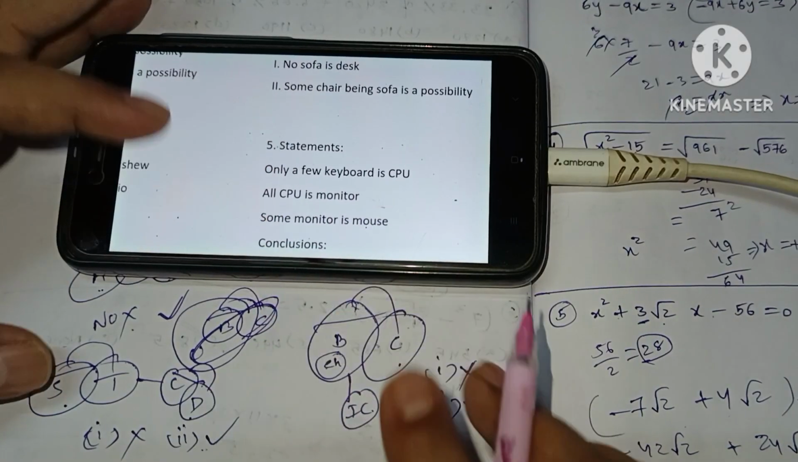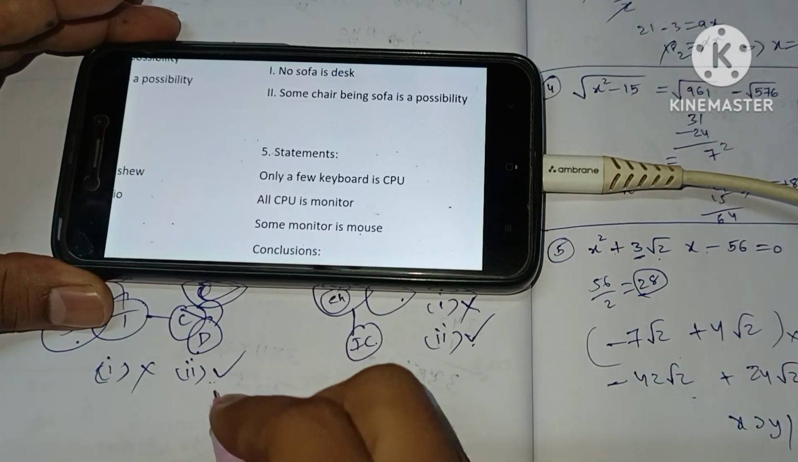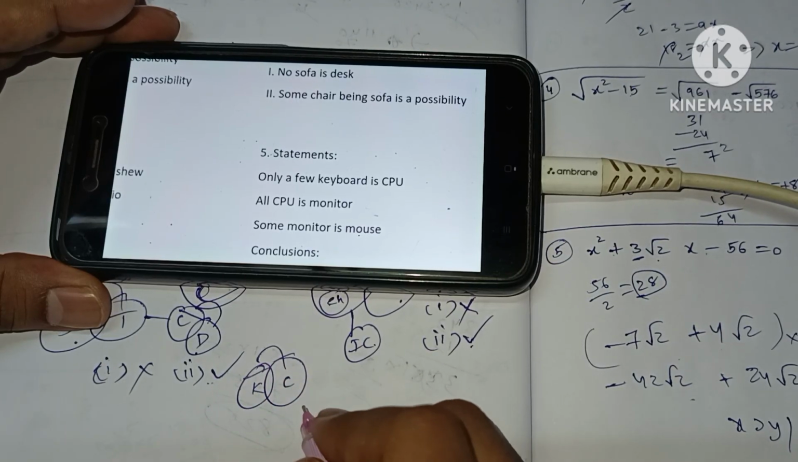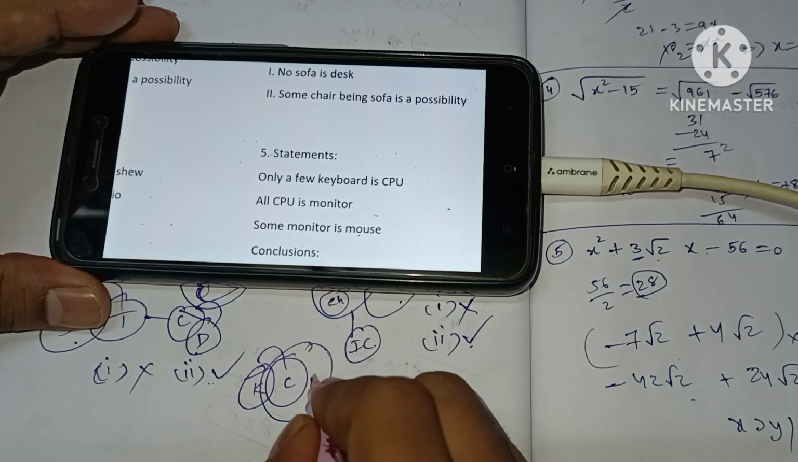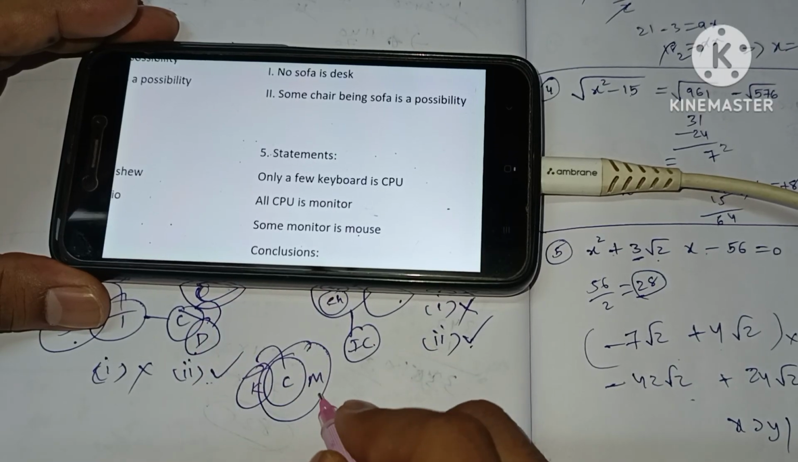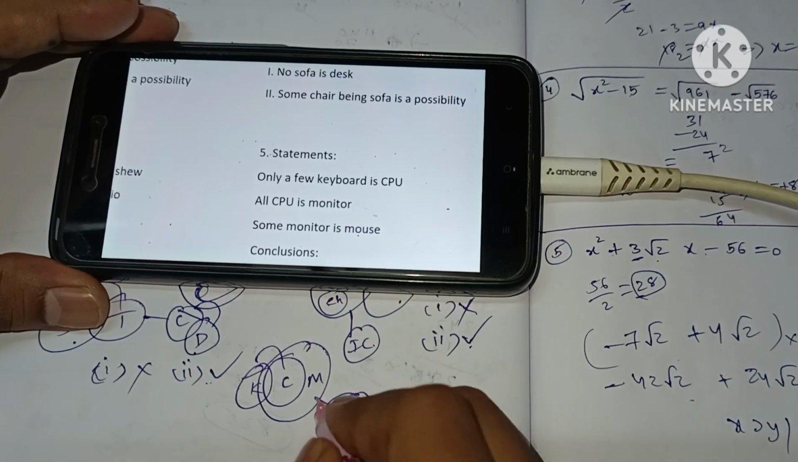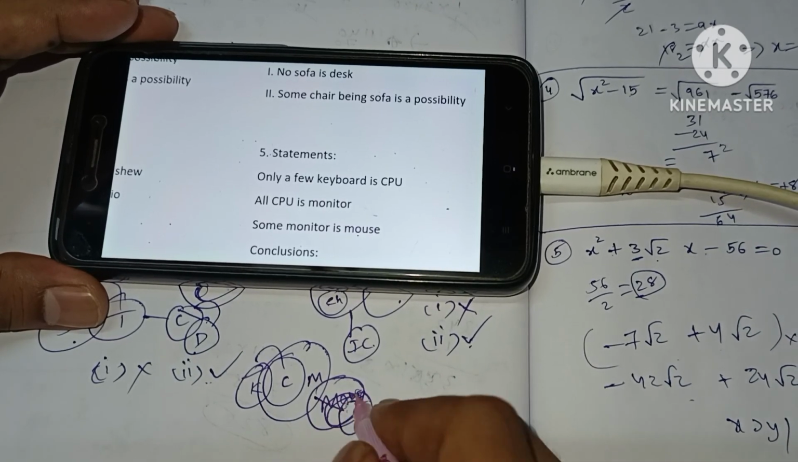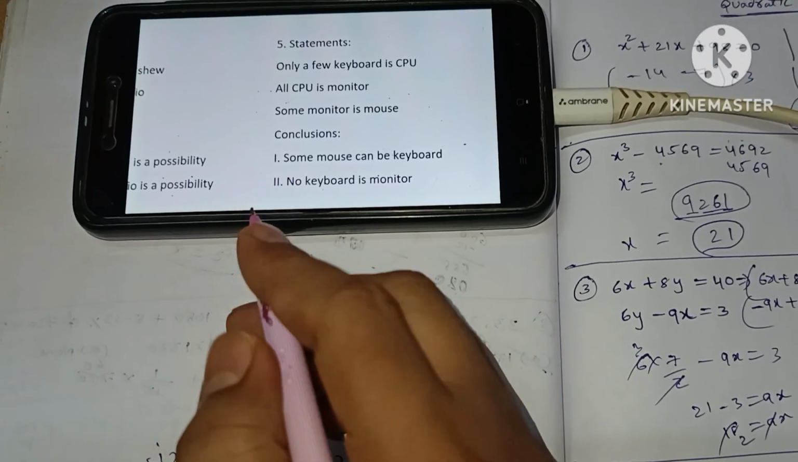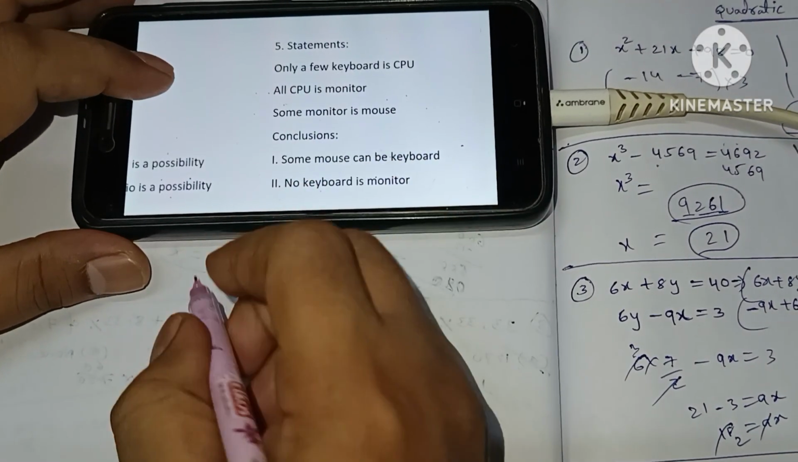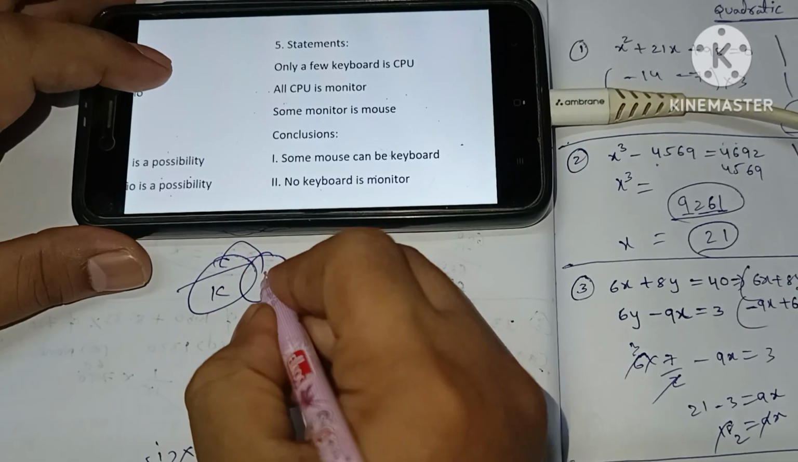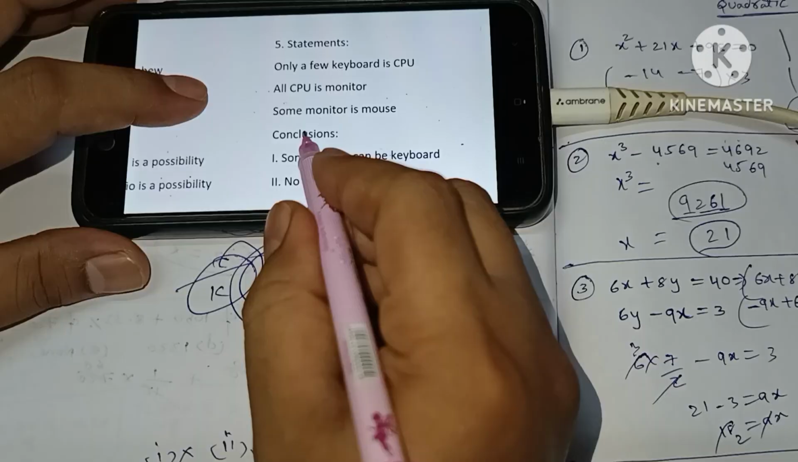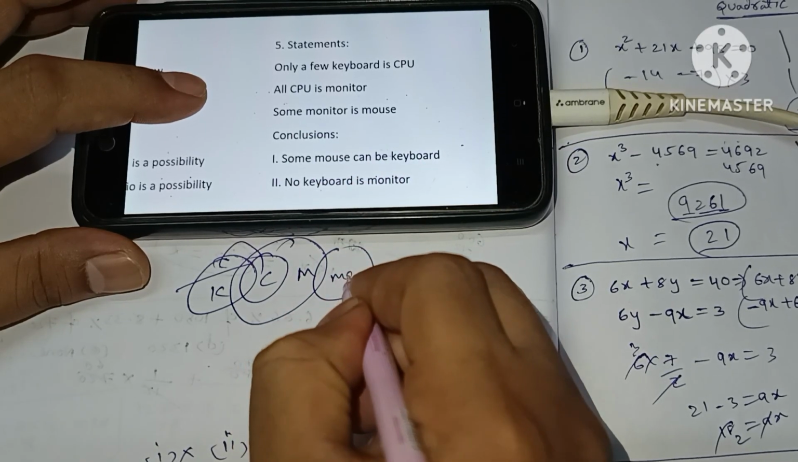Now we are going to see the last one, the fifth question. Only a few keyboard is CPU. All CPU is monitor. Some monitor is mouse. This is mouse.